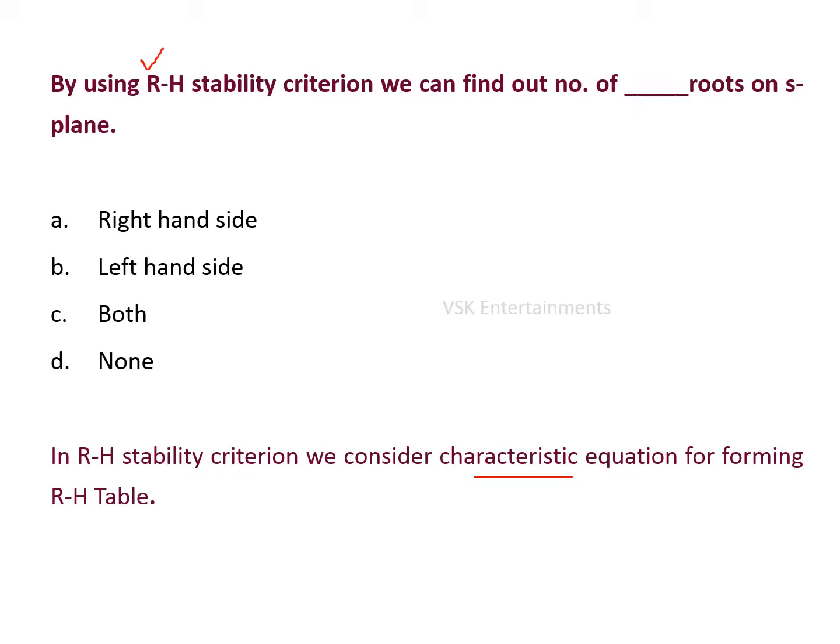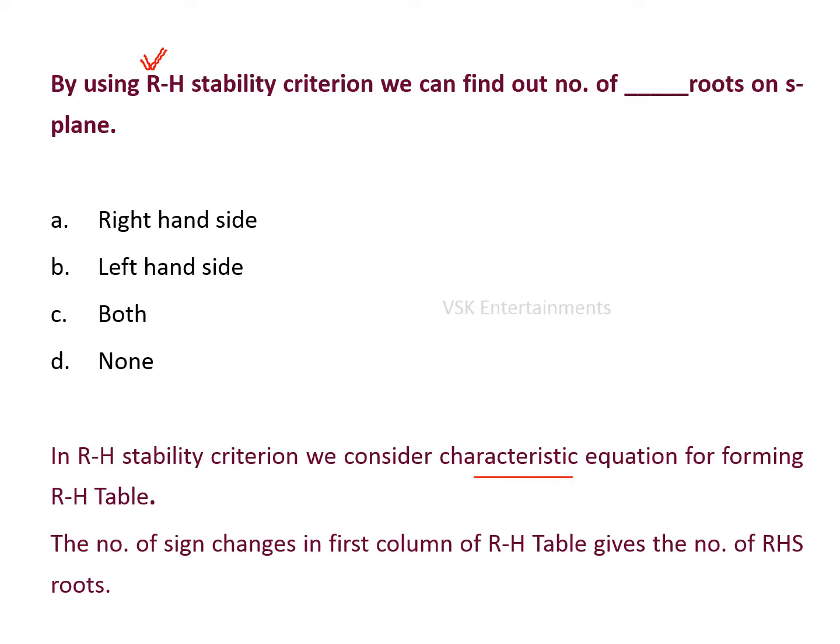So RH criteria is an algebraic method, and in this the number of sign changes in the first column of RH table gives the number of right hand side roots. So by using RH criteria, we are going to find out the number of right hand side roots. So option A is the right answer.